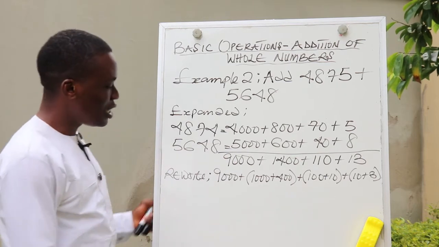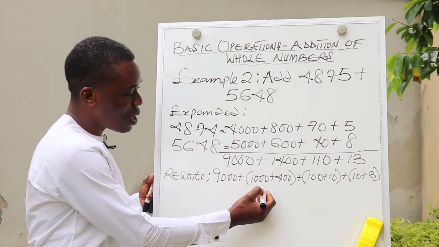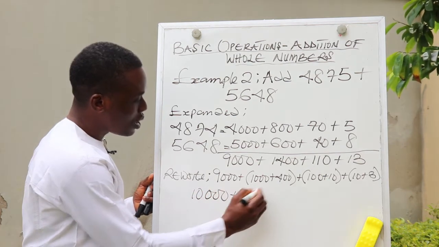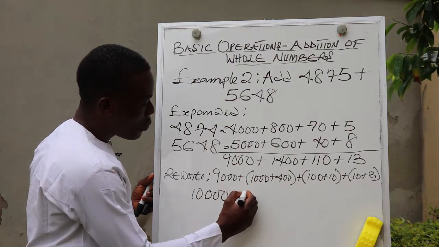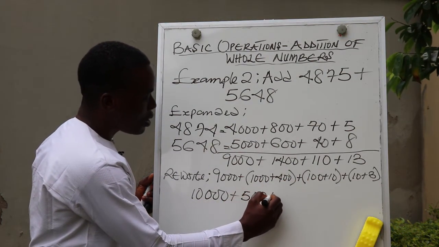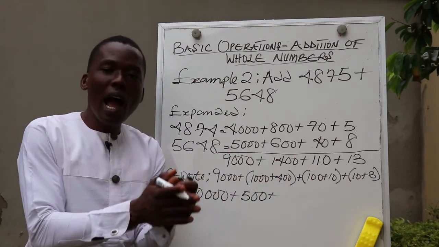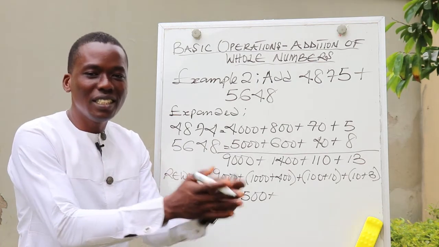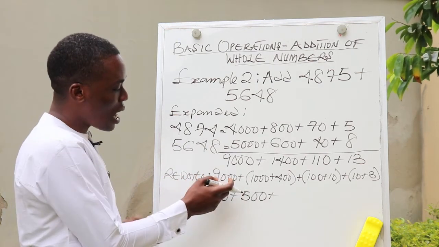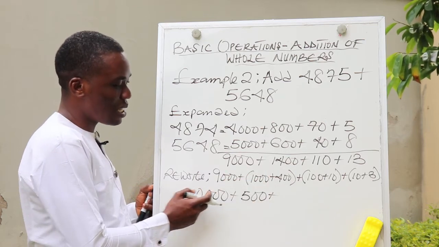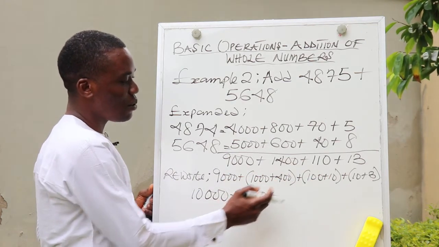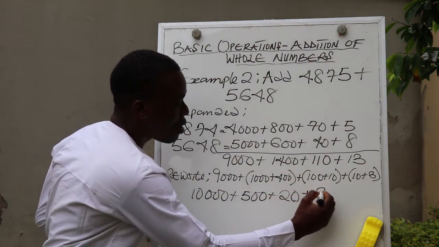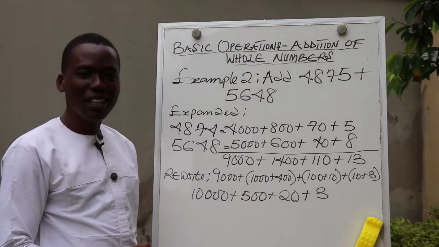Now let's look at the addition. Now we have our 9000 plus the 1000. That will give you what? That will give you 10,000 plus 400 plus the 100. We are going to have what? 500. What we are simply doing is to add the thousands, the tens, and the what? The units, and then the hundreds together. Now we have the 1000 plus 1000 gives us 10,000. 500 plus 100 give us 500. Then we have 10 plus 10 will give us what? 20. And then we have what? 3 in the unit. Have you seen it now?